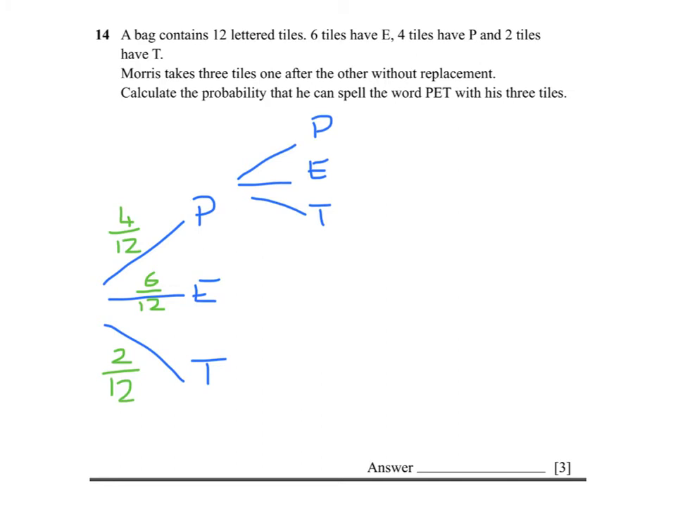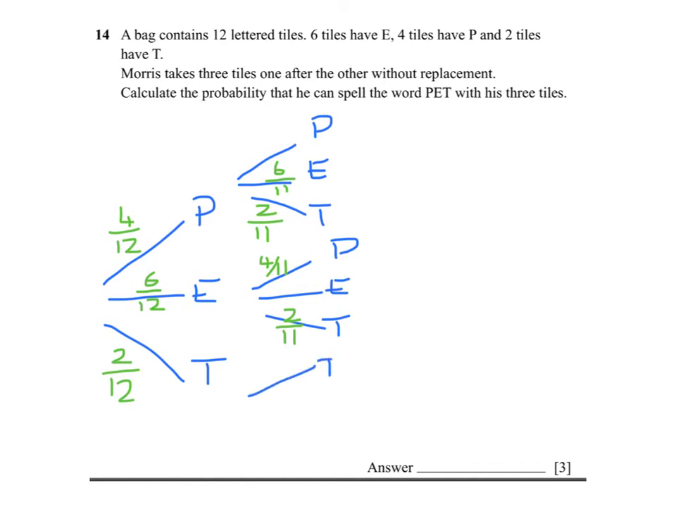I'm not going to look at the probability of a P because I already have a P and I don't need another one. Important to remember here, we have lost a tile. So we still have 6 E's, but we only have 11 tiles to pick from. We still have 2 T's, but we only have 11 tiles to pick from. After the E, we could have a P, an E, or a T. Again, we have 11 tiles. We're interested in getting a P, so that would be 4/11ths. We're not interested in an E, but we are interested in a T, which is 2/11ths.